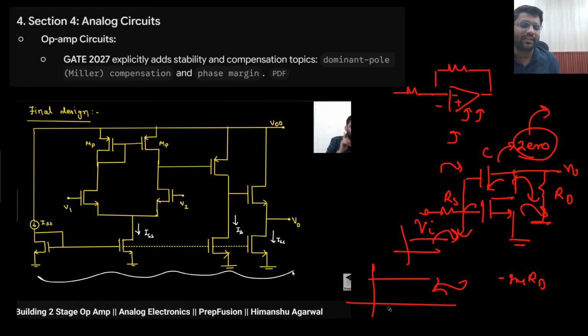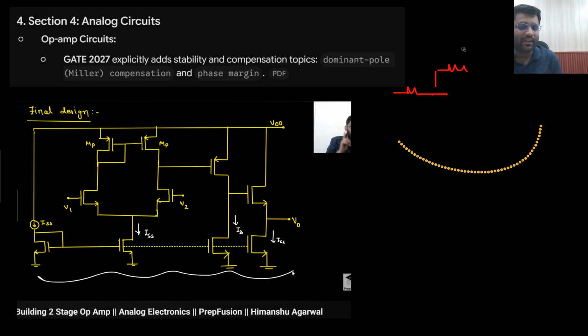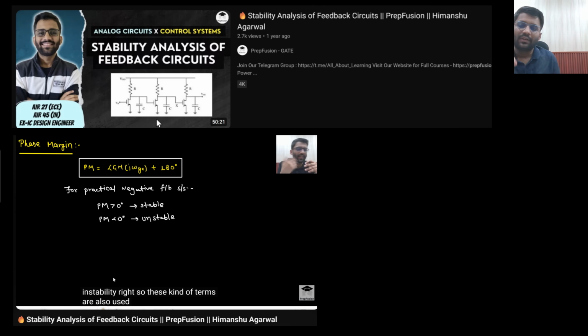Okay. And what about the phase margin and gain margin? Previously, I had already made a video, stability analysis of feedback circuits. There I have already talked about phase margin and gain margin, that using the phase margin and gain margin, you can comment on the stability of a feedback circuit. And this is what they are expecting. Here we have talked about Miller compensation as well, in this 50 minutes of video.